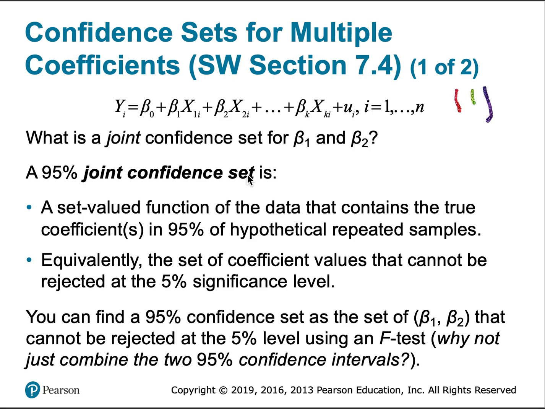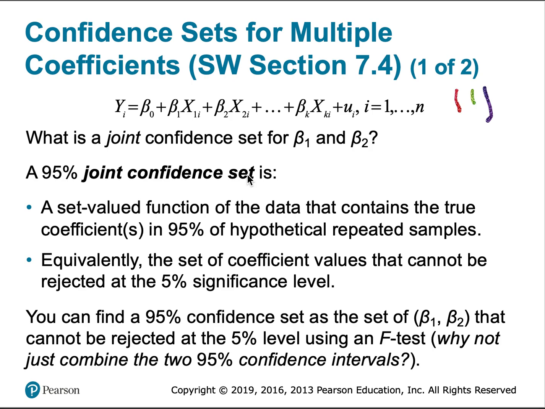So, in essence, we're taking a confidence interval and making it two-dimensional. And when you make a confidence interval two-dimensional, you have a confidence set. But we need to use the F-test. We can't just combine the two 95% confidence intervals. Recall that when you went about inference using that one-at-a-time approach, the size of your test was actually larger than you intended.